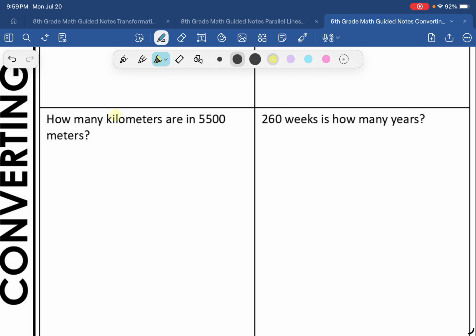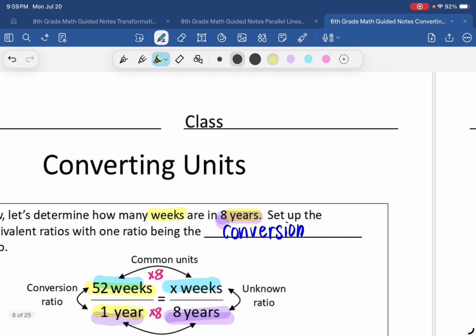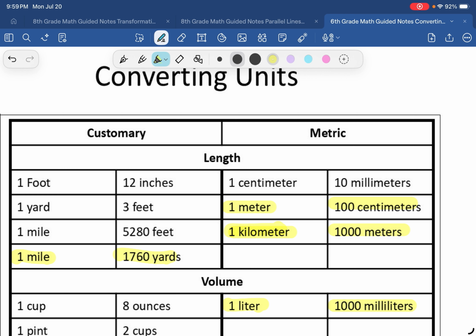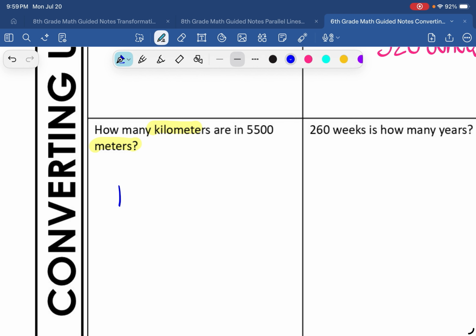How many kilometers are in 5,500 meters? So my units are kilometers and meters. Back to the conversion chart if I need it. Again, 1 kilometer is 1,000 meters.